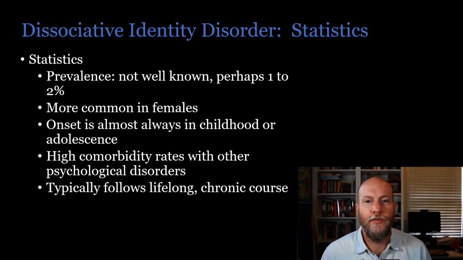So we know that it's extremely rare. Again, 1 to 2%, I would argue, is probably a little bit exaggerated. It is more common in females, but this is one of those disorders that we have to be very careful about, sort of gender bias in diagnosing. Onset is almost always in childhood or adolescence. It has a very high comorbidity rate with other psychological disorders. It is more commonly reported in people that have been through sexual abuse and other types of trauma in childhood.